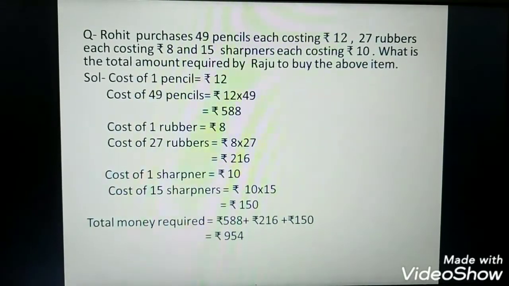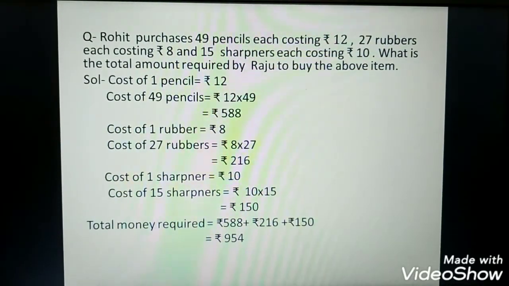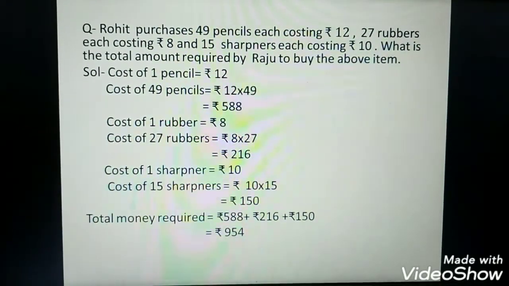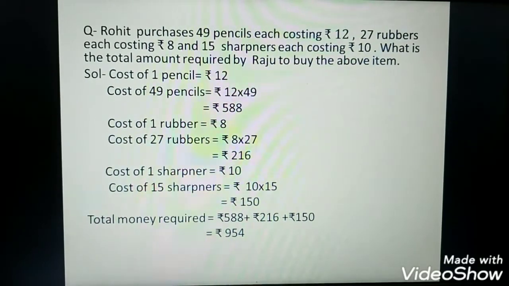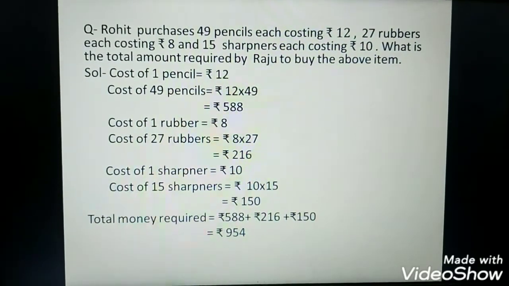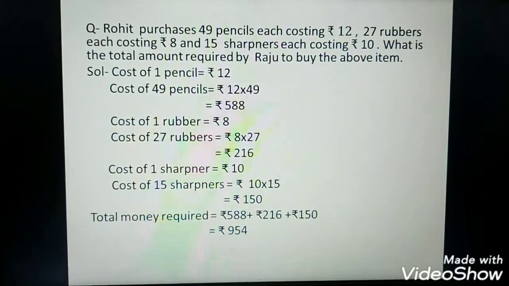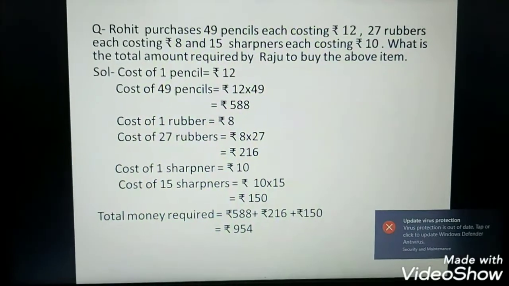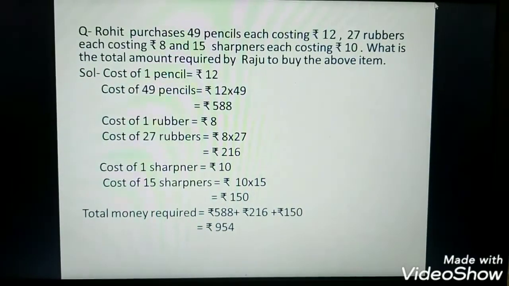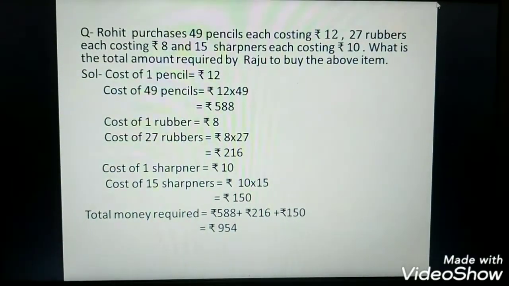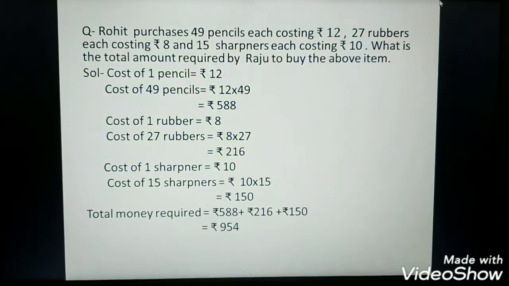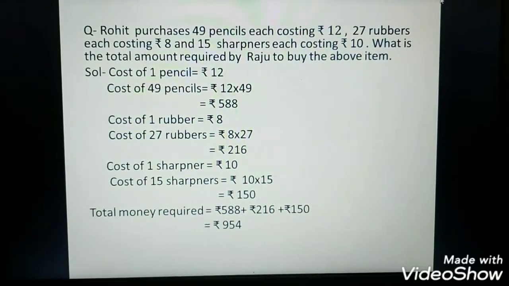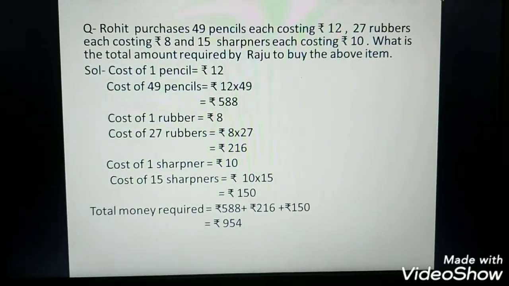You have studied the unitary method. This question is based on the unitary method. Now 27 rubbers, each costing rupees 8. That means the cost of one rubber is rupees 8. So the cost of 27 rubbers will be 8 into 27, that is 216. Then 15 sharpeners, each costing rupees 10. That means the cost of one sharpener is rupees 10. The cost of 15 sharpeners will be rupees 10 into 15, that is rupees 150.